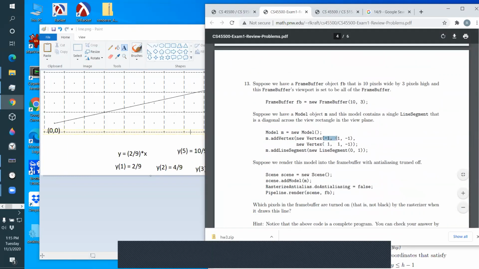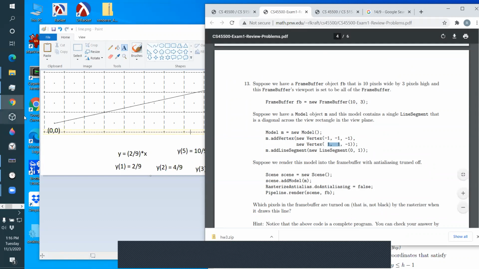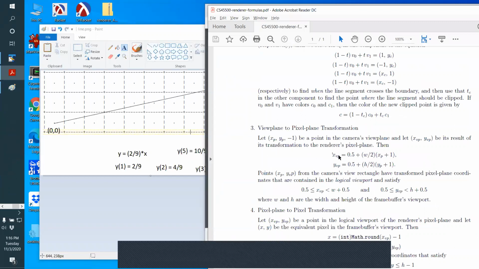If I'd have made this 0.7, 0.4, well, who knows where in here that would land? I'd have to do the calculation. I'd have to figure out where that point lands in the pixel plane. Same with this one. If that was some point like negative 0.7, negative 0.8, I would have to use this formula to find out where I was landing, going from the projection plane to the pixel plane.